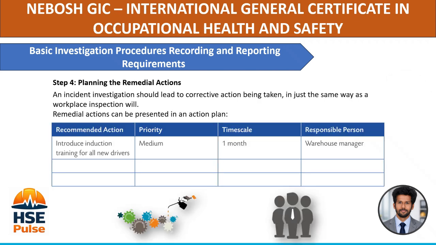Step 4. Planning the remedial actions. After the identification of suitable control measures, they should be brought into the action plan. In the tabular column, you can see what the action is and what the priority level is, low or medium or high, what the time scale for the implementation is, and who the responsible person is. So the responsibility for implementation of the identified actions is allocated in this format, which is the action plan.